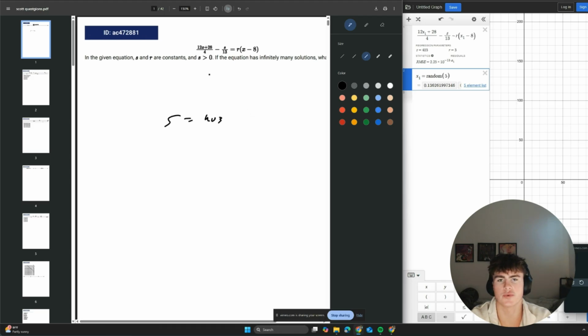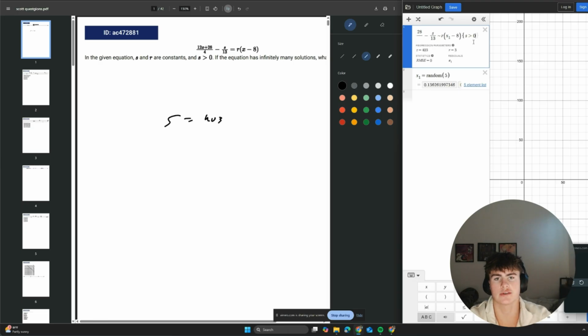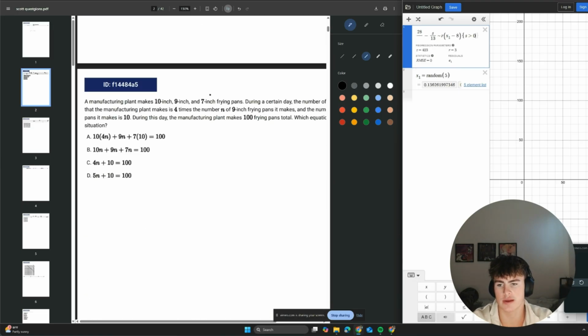Cool. I did this one on TikTok. I already knew how to do this one. But you should probably already know this, but you should do this as well. S is greater than 0. Just an extra condition. You put that in squiggly brackets. So this one's not that bad.